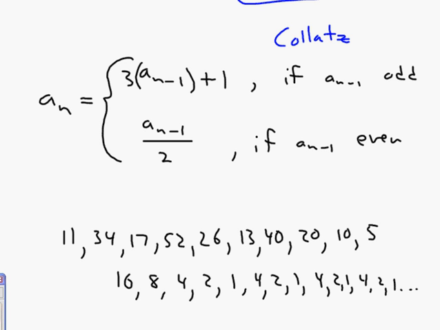So the first question is, are we sure that this thing is always going to land on 4, 2, 1? You need some kind of proof for that, some kind of good reason to say, yes, this would always land on 4, 2, 1.